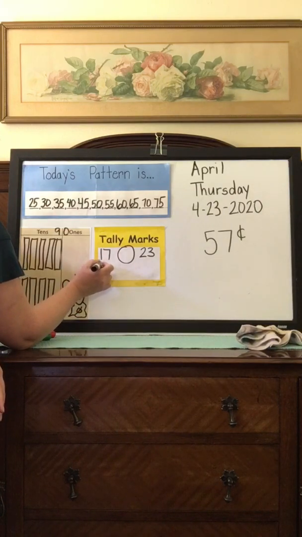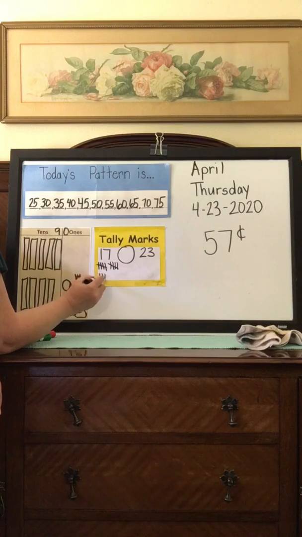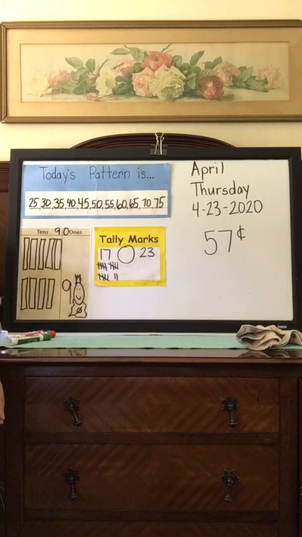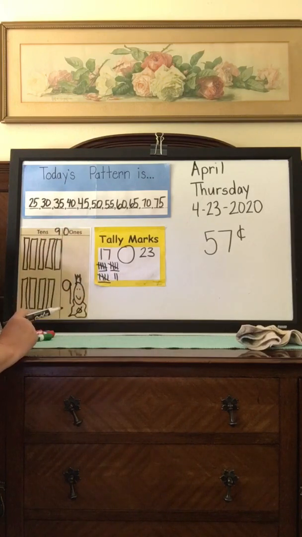1, 2, 3, 4, 5, 6, 7, 8, 9, 10, 11, 12, 13, 14, 15, 16, 17. Okay, how many groups of 5, boys and girls, do you see? I see 1, 2, 3. Okay, now let's do 23.